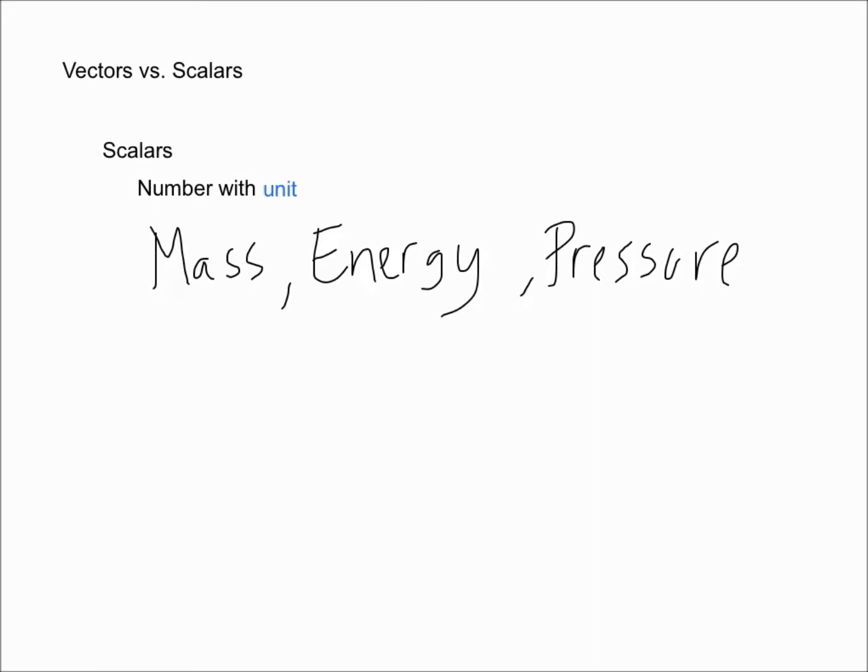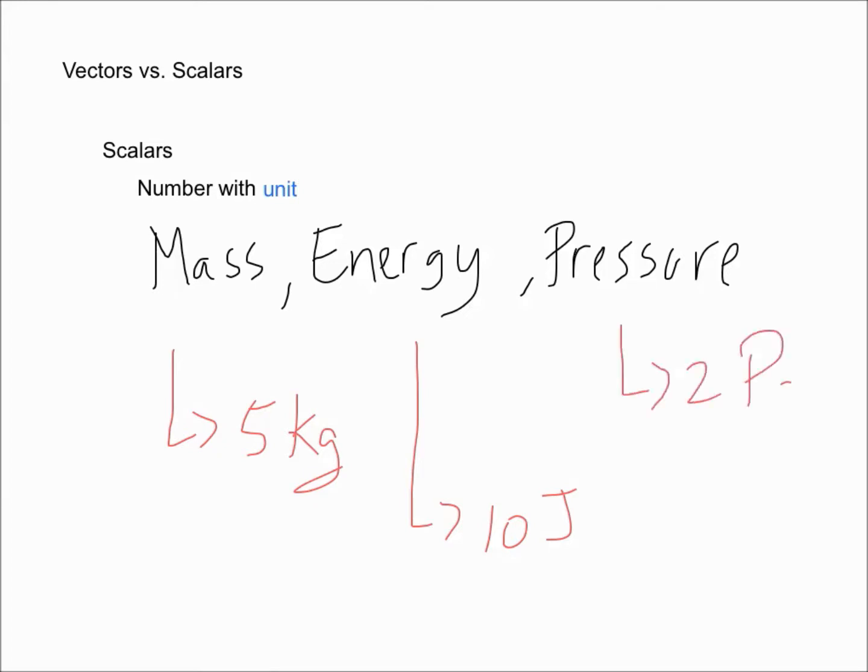So a scalar for mass would be 5 kilograms. Again, remember the unit every time. A scalar for energy would be 10 joules. And a scalar for pressure could be 2 pascals. And essentially, whenever something doesn't have a direction, it is a scalar.